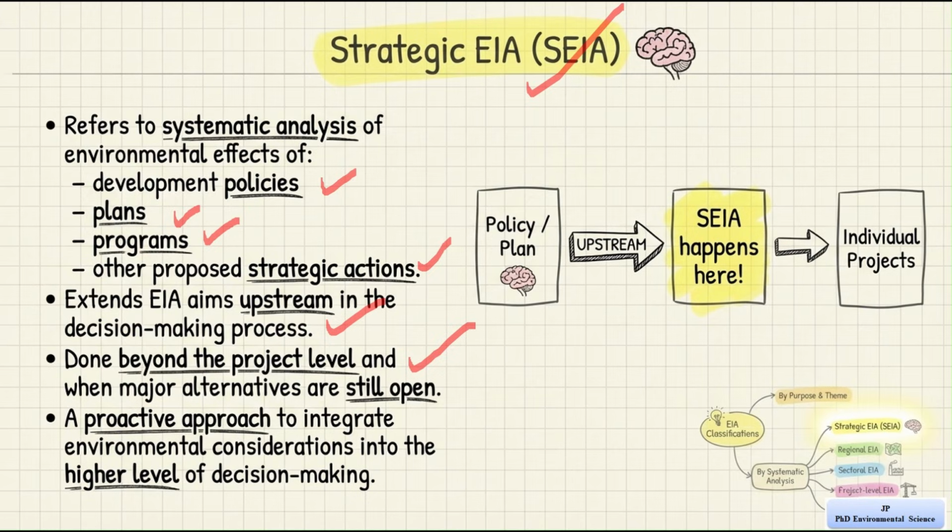It's a proactive approach. Proactive means acting before problems happen. SEIA helps include environmental thinking early in planning. Then decisions are made by government policymakers, top level planners. So over here, a higher level of decision making is there. So in the diagram you can see first big plans are made, then SEIA checks environmental impact. After that, individual projects are started.